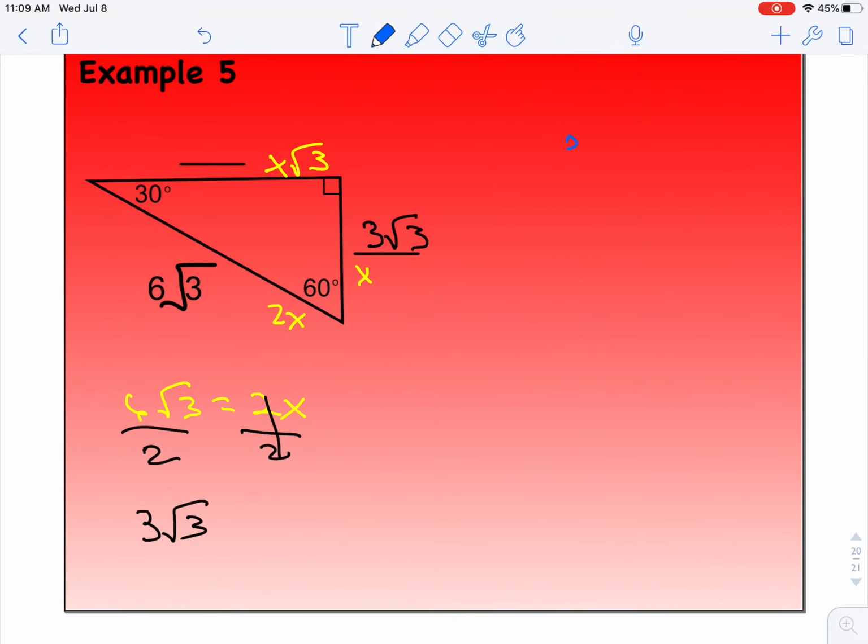Now I need to take my value of x, so 3 square root of 3, and multiply it by the square root of 3. That's what's going to give me the longer side. Well, this is going to be 3 times the square root of 3 times the square root of 3, which is the square root of 9, which is 3. So you get 3 times 3, which is 9.